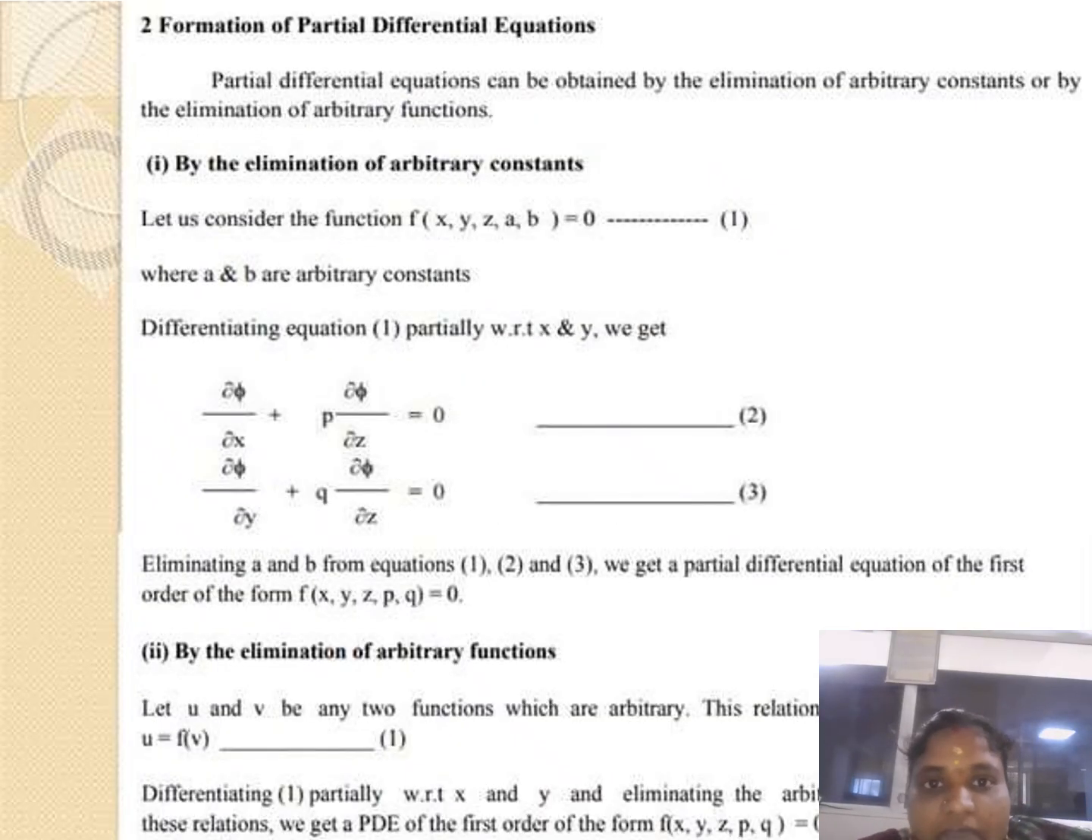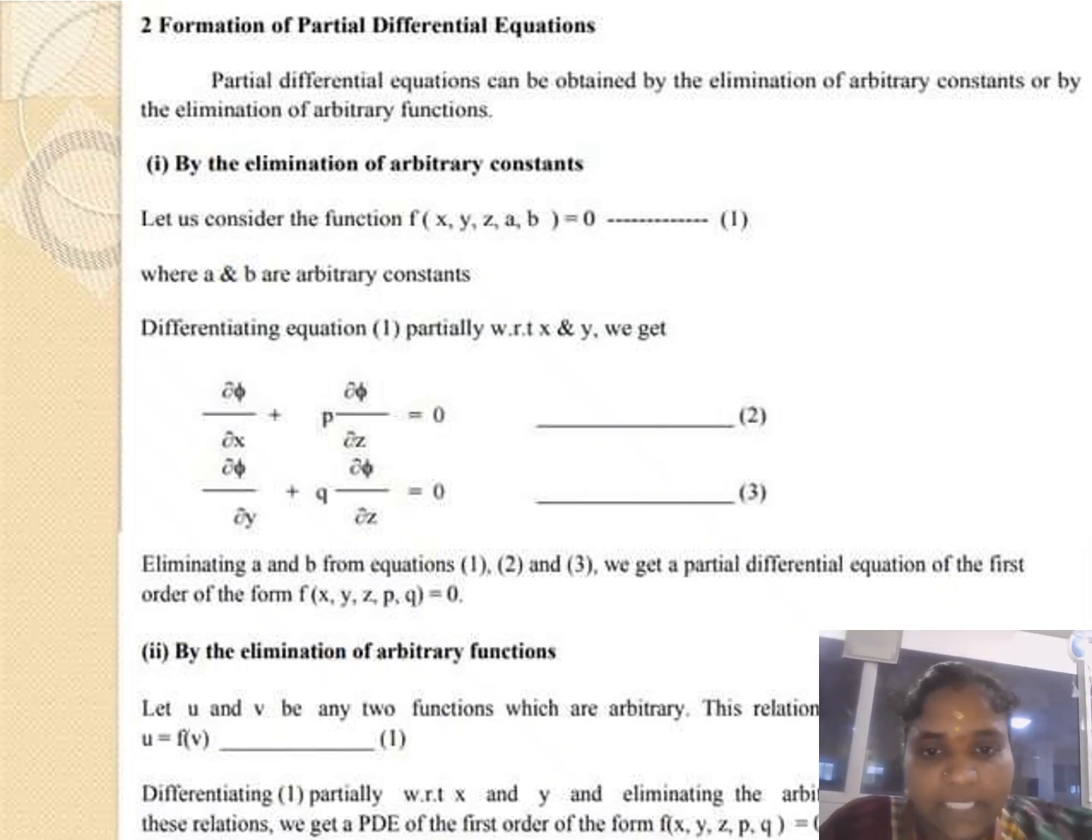Here we have the formation of PDE. There are two types of formation: one is the elimination of arbitrary constants, and the second is the elimination of arbitrary functions. So what is the elimination of arbitrary constants? Consider the equation f of x comma y comma z comma a comma b equal to 0. Here we already know that x, y are the independent variables, z is the dependent variable, and a, b are arbitrary constants. Type 1 is the elimination of arbitrary constants. Here we are eliminating the constants a comma b.